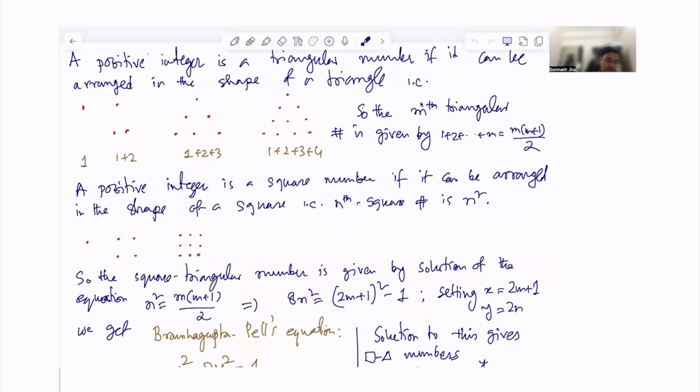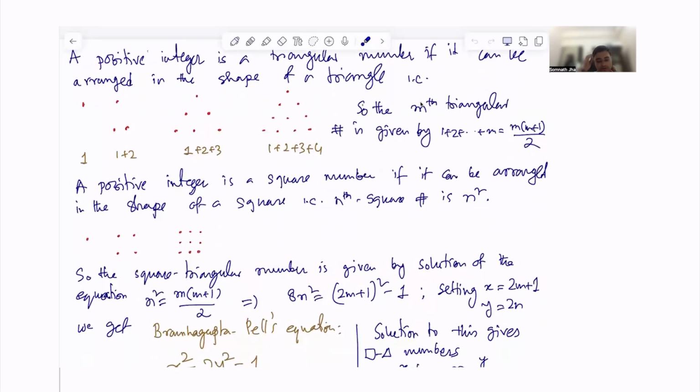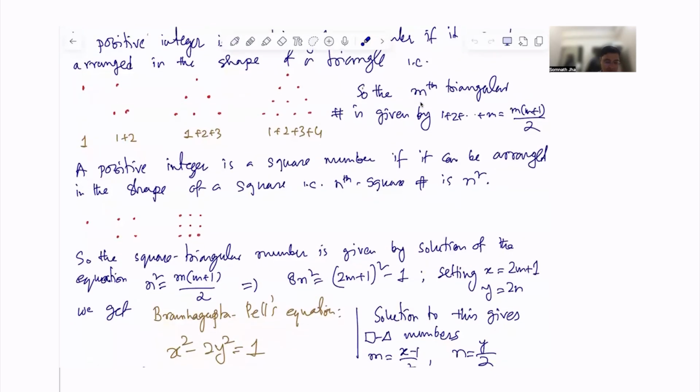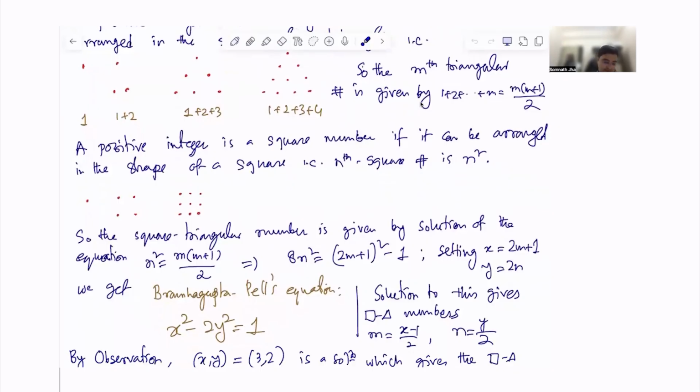And similarly, a positive number is called a square number if it can be arranged in the shape of a square. So for example, 1 is a square number, 4 is a square number, 9 is a square number, right? So we want the integers which are both a square number as well as a triangular number. That will happen if n square equals m times m plus 1 by 2 for some m.